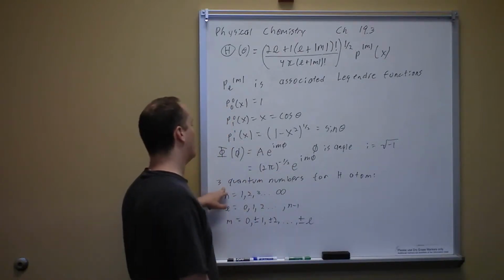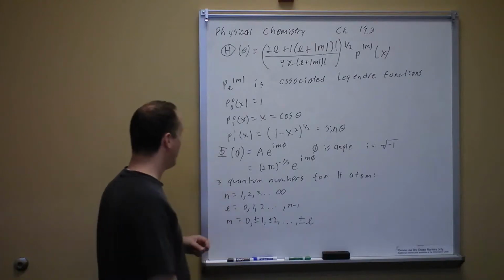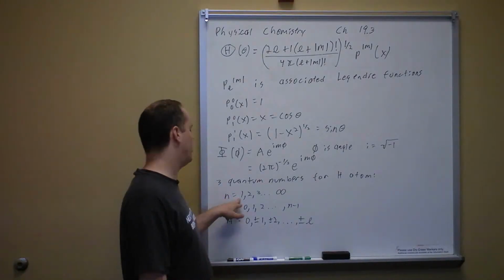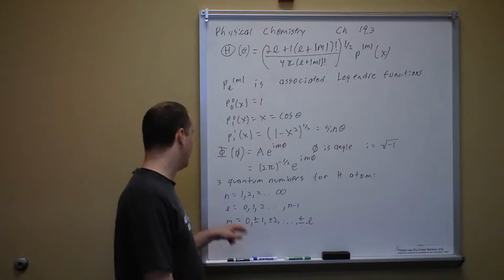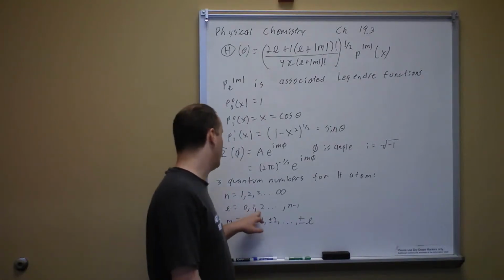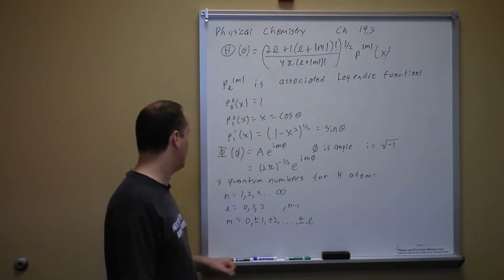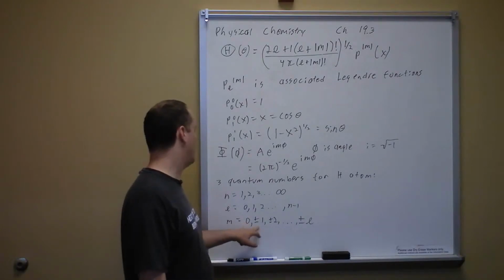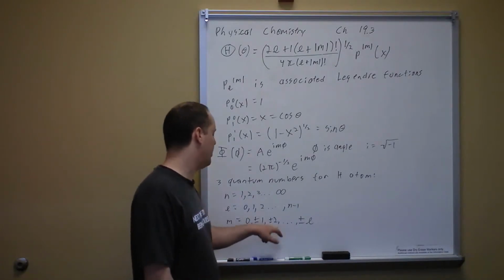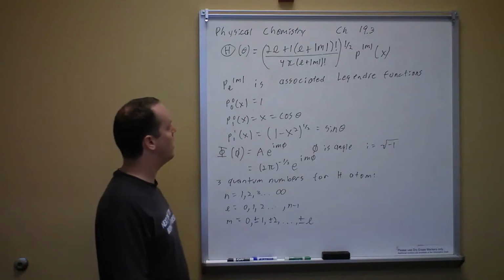Now, so we said before already, the hydrogen atom has 3 quantum numbers. We have n, which is 1, 2, 3, 4, all the way to infinity. And then we have l, which is 0, 1, 2, 3, 4 to n minus 1. And then we have m, which is 0, plus or minus 1, plus or minus 2, all the way to plus or minus l.